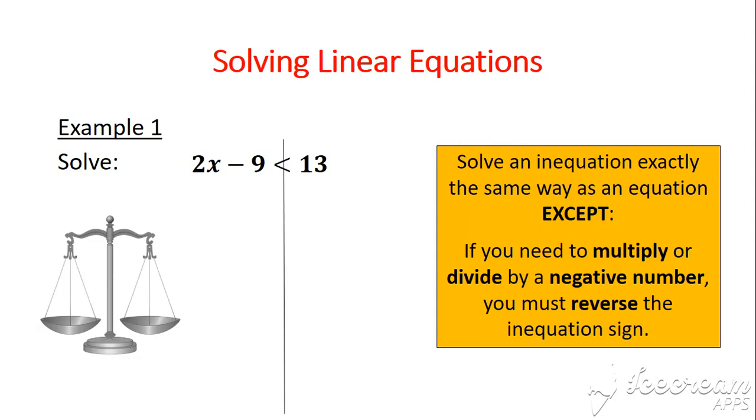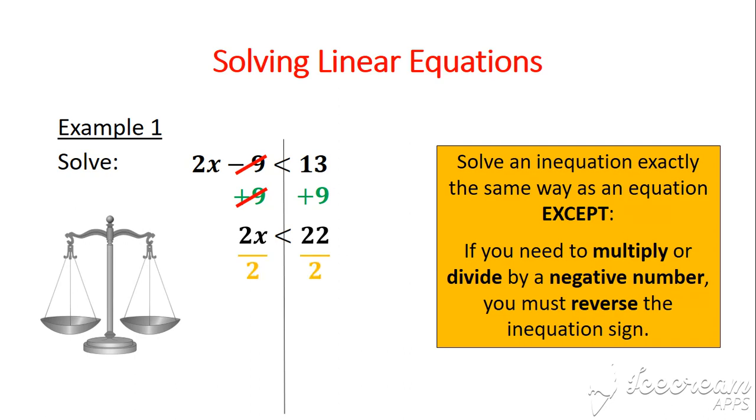So see this minus 9, we're going to plus 9 to get rid of it on both sides. On the left-hand side, the minus 9 and plus 9 cancel to 0, and that leaves us with just 2x. And on the right-hand side, 13 plus 9 is 22. Now we haven't multiplied or divided by negative, so the sign stays the same.